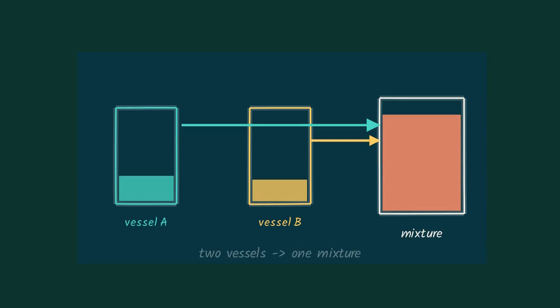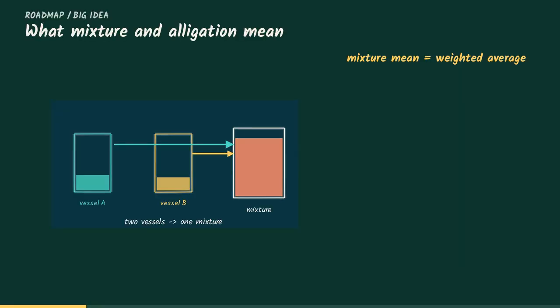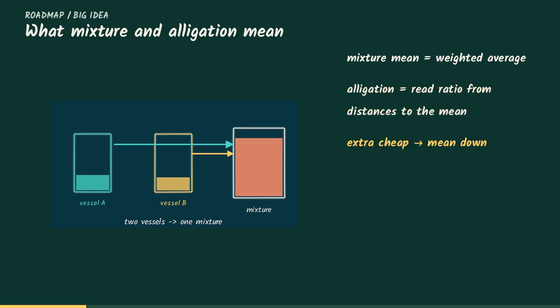A mixture mean is just a weighted average of the 2 ingredient prices. Extra cheap tea pulls the blend price down. Extra dear tea pulls it up. Alligation is the shortcut that skips rearranging that average. It reads the quantity ratio straight off how far each ingredient sits from the mean.